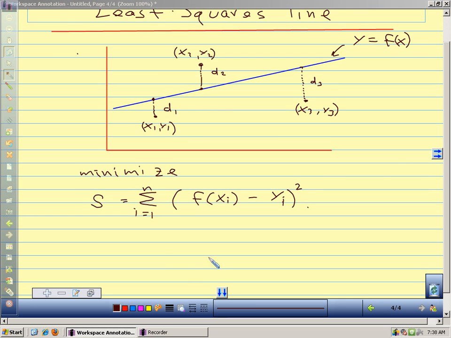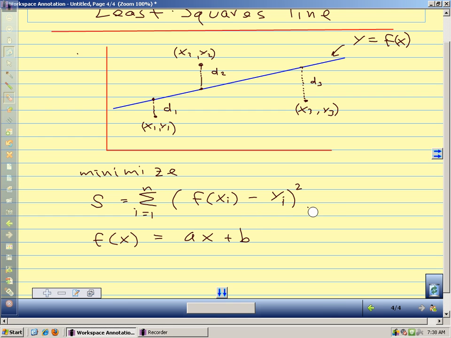And our line, our f of x, is some line ax plus b. So we have a slope and we have an intercept. So the sum is a function of a and b. So this sum is a two-variable function, and we're minimizing this quantity. The tools that we've just talked about allow us to minimize this quantity.